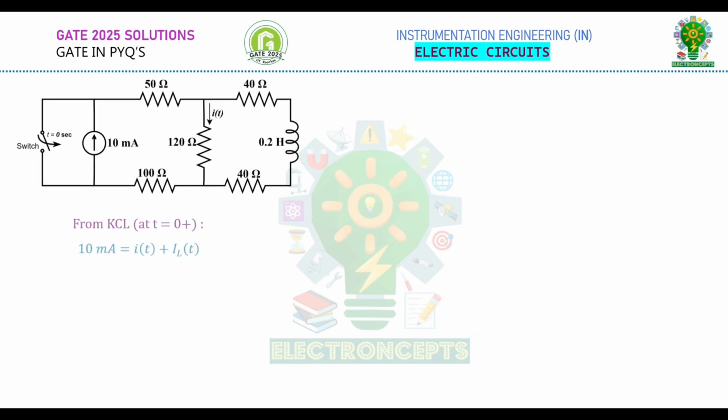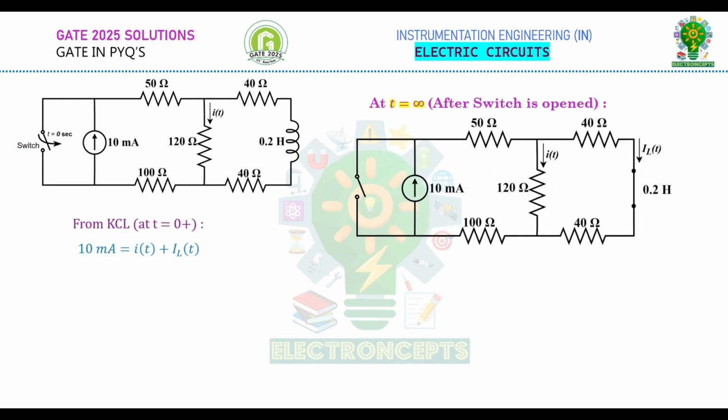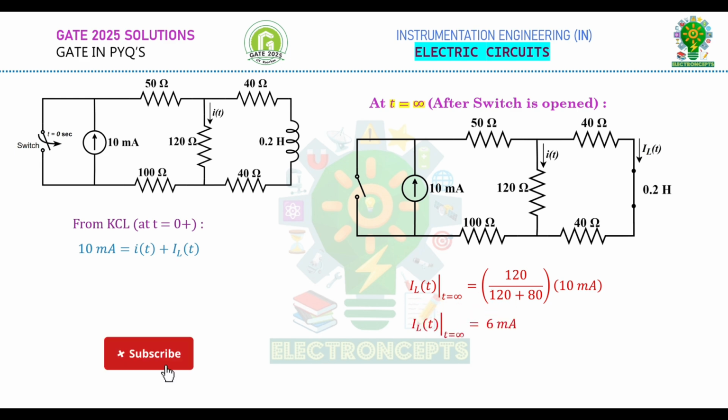Now, let us calculate the values of currents at the final steady state value, that is at t is equal to infinity. During the steady state, after the switching action is done, the inductor behaves as a short circuit. Therefore, the given circuit can be represented as shown here. From this circuit, we can calculate the value of current flowing through the inductor by applying the current division rule. From this, we get the value of current flowing through the inductor IL of t as 6 milliamps. Now let us calculate the value of current flowing through the 120 ohms resistor, that is I of t is equal to 10 milliamps minus IL of t, which is equal to 4 milliamps.